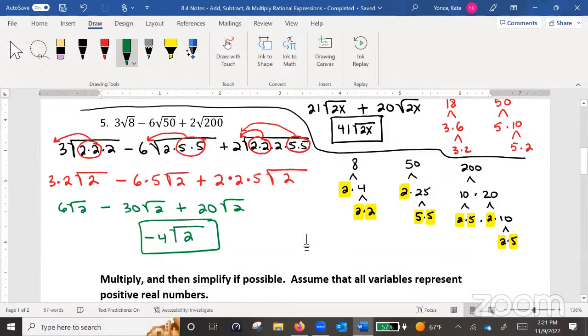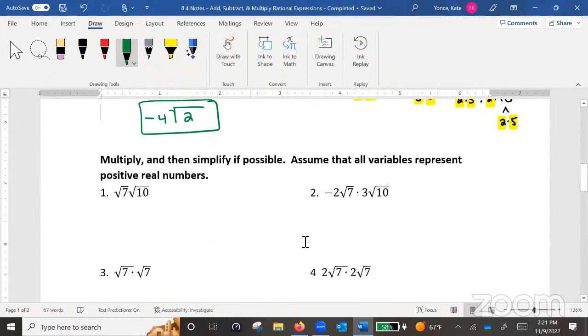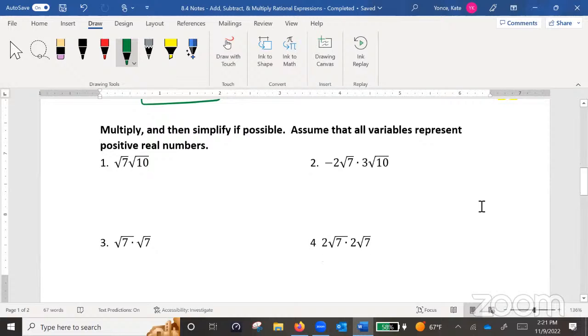Any other questions? Okay. All right, now we're going to multiply. So a couple thoughts on this.